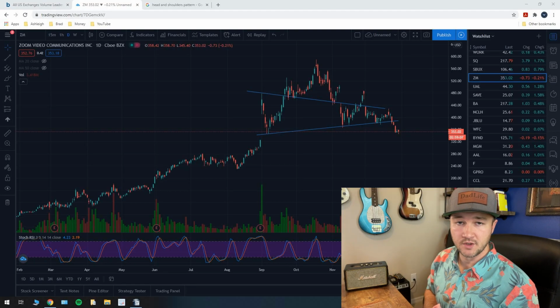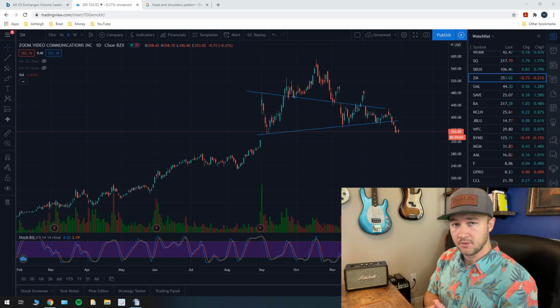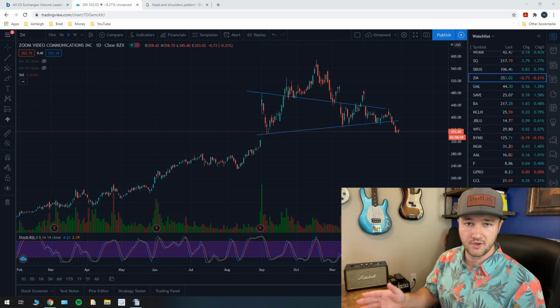Okay, I've got Zoom pulled up in TradingView. I've got a couple of necklines drawn. There are a couple of head and shoulders patterns playing out on this stock chart. I'll go over both of them in this video.